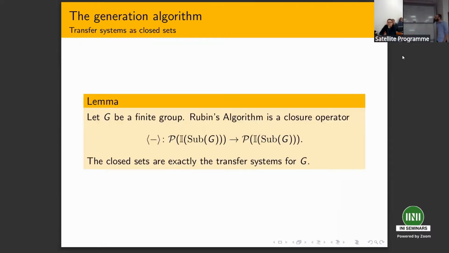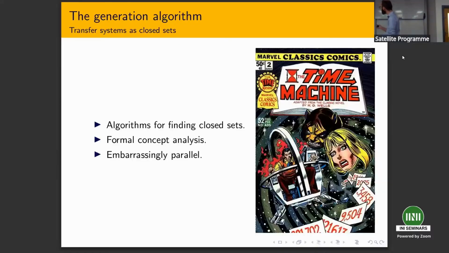Well, Rubin's algorithm is a closure operator. So it goes from the power set of intervals on subgroups of G to the power set of intervals on subgroups of G, and the closed sets are the transfer systems. And all I've done is told you there's an algorithm, I've put it in different words, and now I expect you to clap, right? No, the missing link is the following.